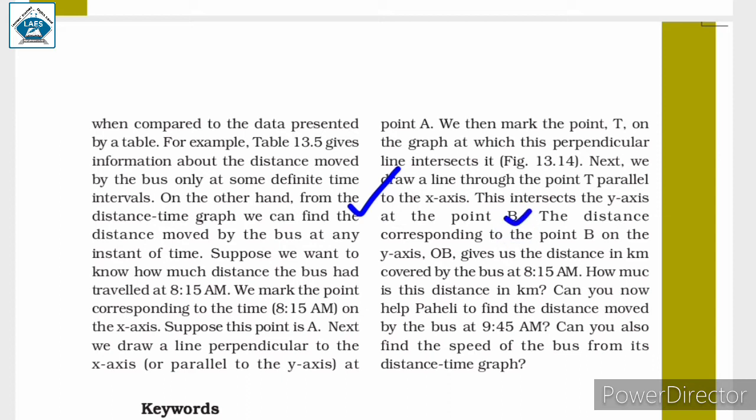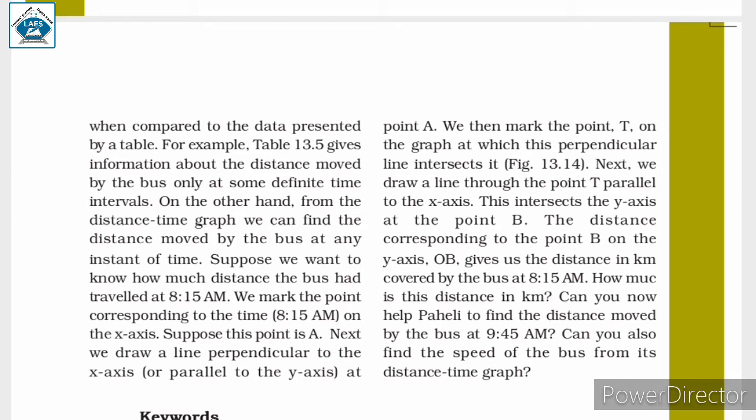The distance corresponding to the point B on the y-axis, OB, gives the distance in kilometer covered by the bus at 8:15 am. How much is this distance in kilometer? Can you now help Paheli to find the distance moved by the bus at 9:45 am? Can you also find the speed of the bus from its distance time graph?